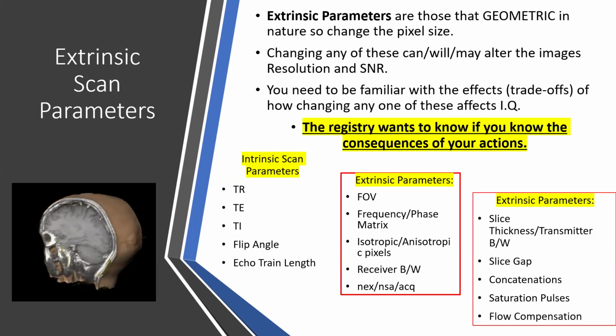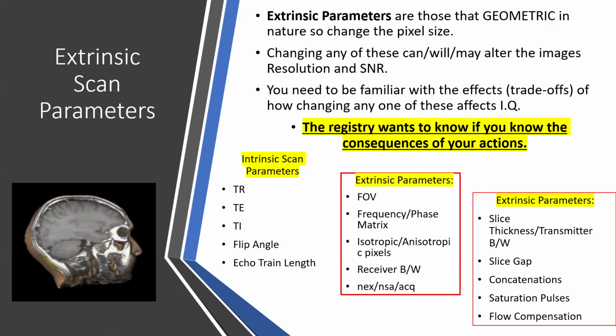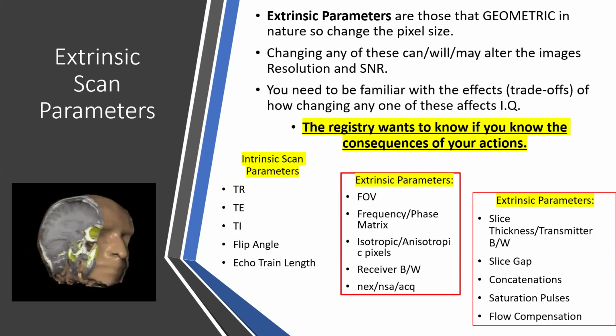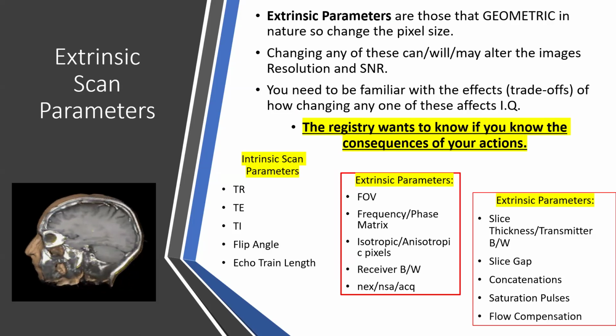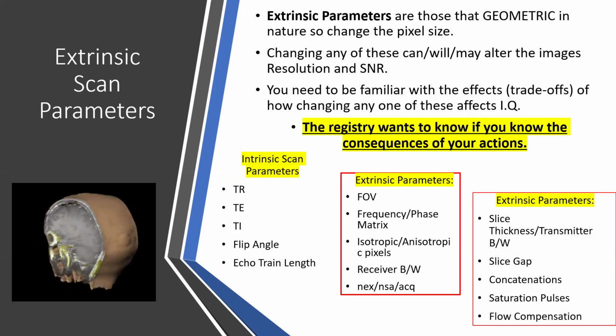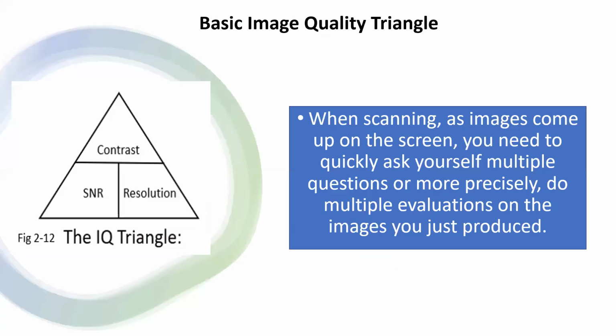All right. The extrinsic parameters that I'm going to cover: field of view, scan matrix. We're going to go over isotropic versus anisotropic. They love to ask that. Receiver bandwidth next. And then this laundry list right here. I won't waste time reading them.